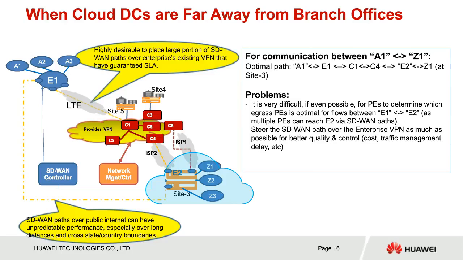So it will be highly desirable to have a way to control the traffic so that it utilizes most of the provider VPN. It's almost like you take an airplane to a location and then you drive for the last mile. Even though the SD-WAN is not terminated in the provider VPN, you want a way to steer the traffic as much as possible through the VPN to provide better service, better SLA, and better control.